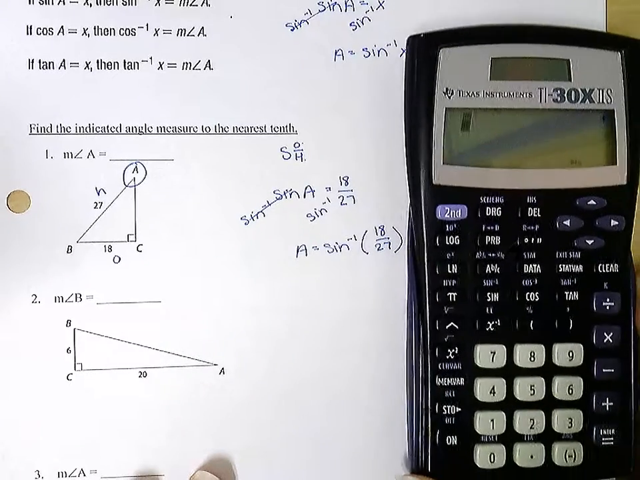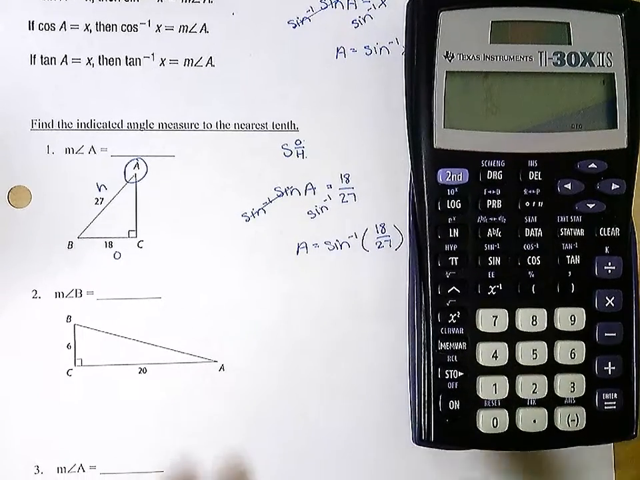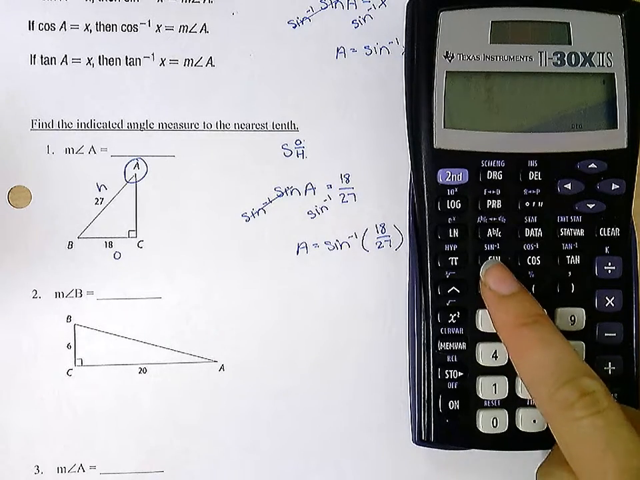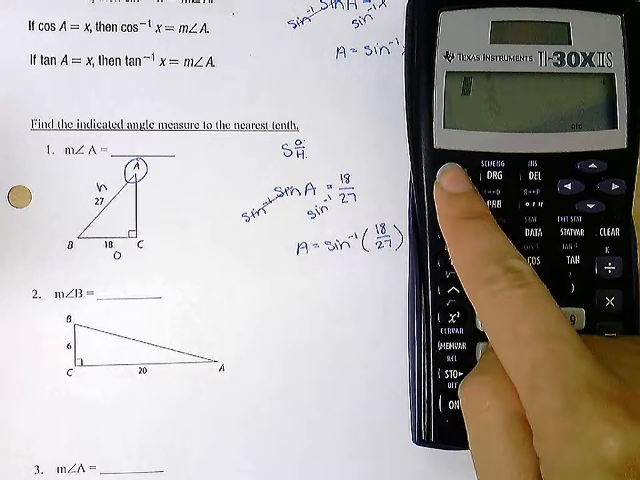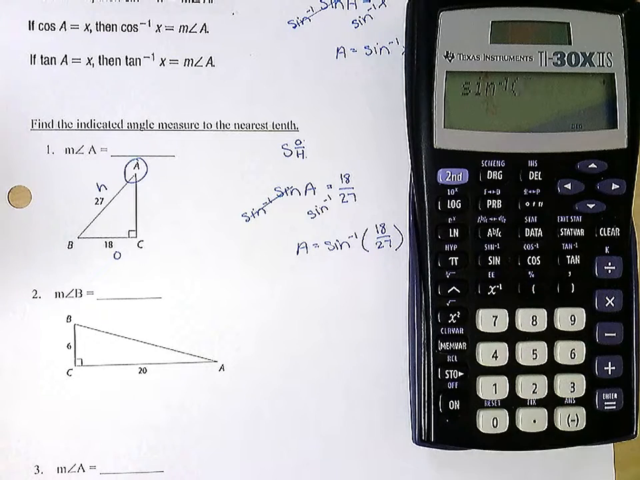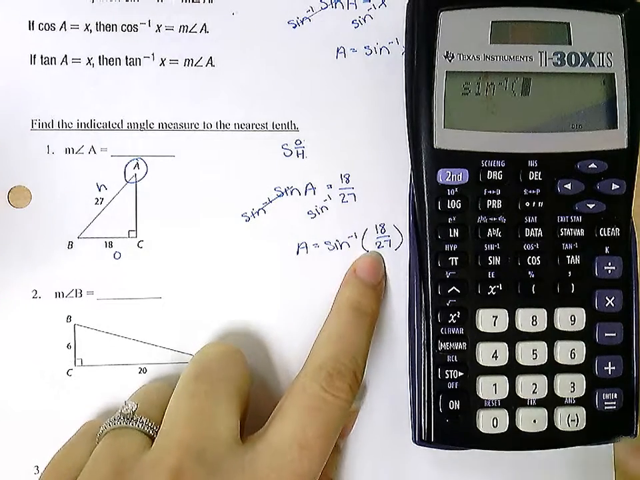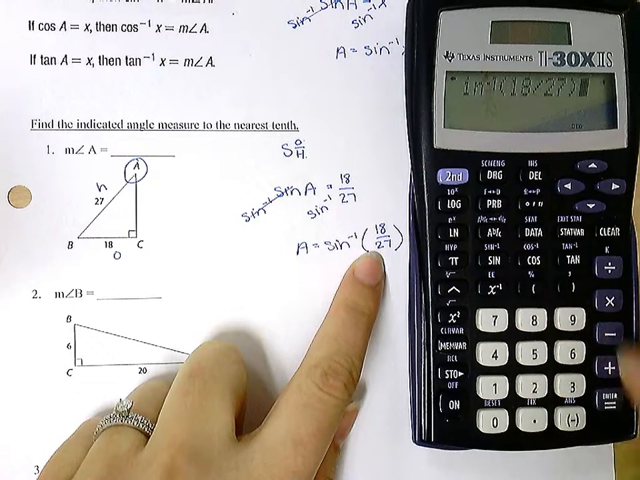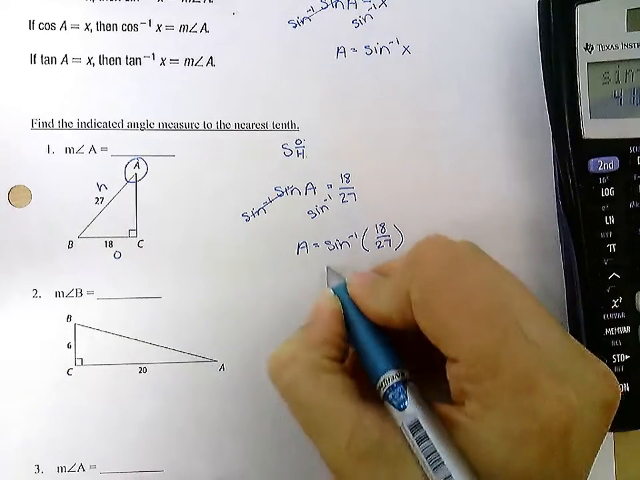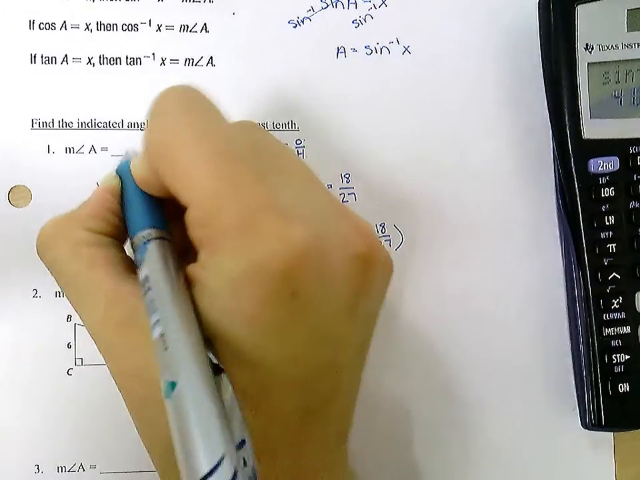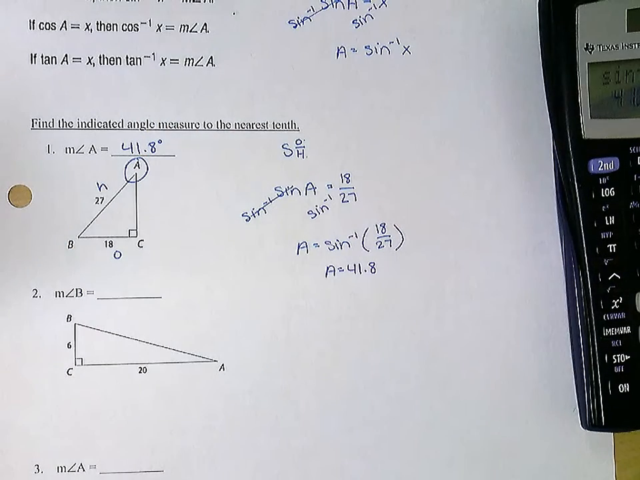So following along here, you see sine right here that we were using before? Right above it, printed on the calculator itself, you can see that sine with that little -1. That's your inverse sine. So to get that button, you have to press second and then press sine, and it should show up for you. Okay? And then I can just plug in my fractions, so 18 over 27. Press equals to get 41.8. Okay, so A will equal 41.8. And that is in degrees because we're finding that angle measure.